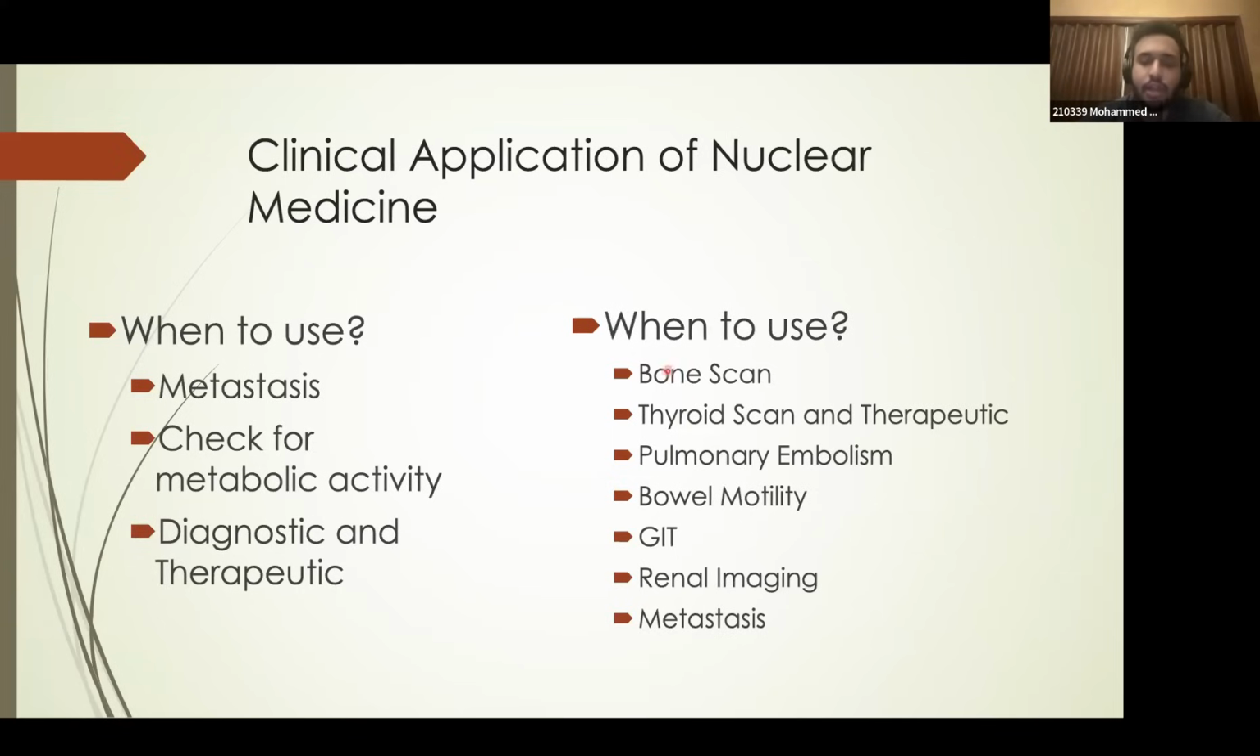So use it for bone scans, thyroid scans, therapeutics for the thyroid, and pulmonary embolism, where there is a second application of which modality to use. Bowel motility, and this is to check for ileus. GIT, and this is specific to, for example, the hepatobiliary system. There's something called a HIDA scan, and I'll get to what that is later. There's also a diagnosis called Meckel's diverticulum. You probably took this last year in GI, but I'll explain what that is later. Renal imaging as well, and metastasis.